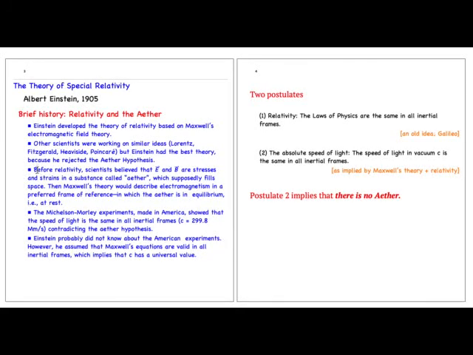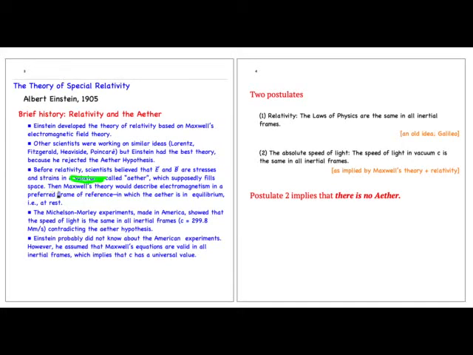So I guess I said this before. Before relativity, scientists believed that E and B are stresses and strains in some, I wouldn't say a substance, some medium called the ether, which supposedly fills all of space. So we and the Earth and the solar system were all surrounded by the ether. That was the theory.